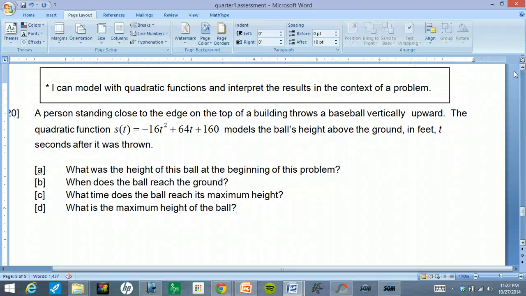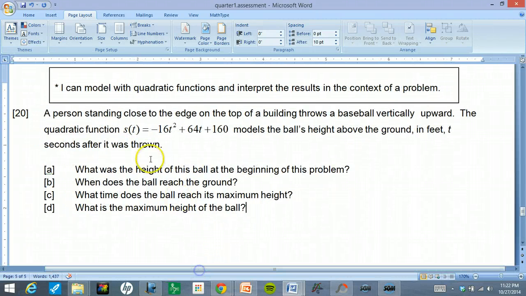Alright, so the last section here, number 20, well, before that, we need to be able to model with quadratic functions. And model in mathematics kind of just means take some type of situation and translate it into math. Make a model using mathematics. So we need to be able to know when we need quadratic functions, be able to model with them, and then interpret the results in the context of the problem.